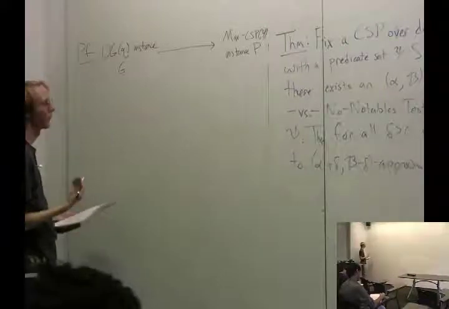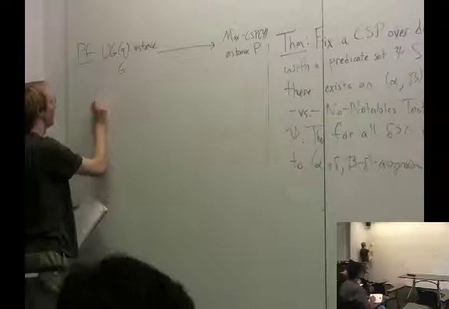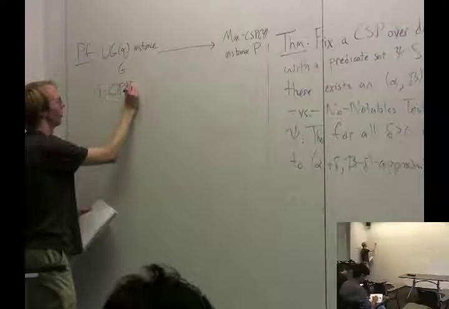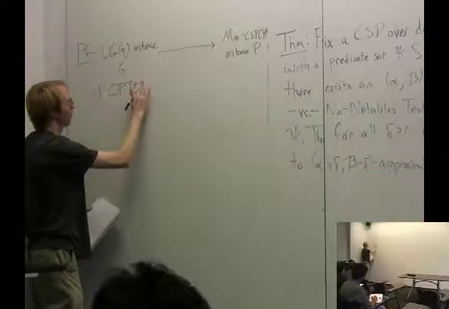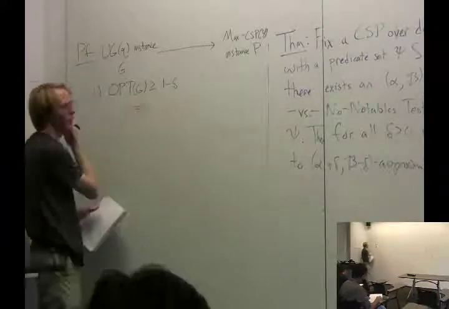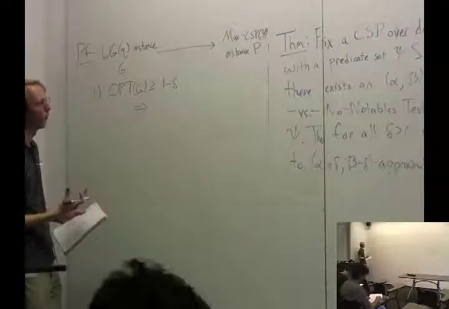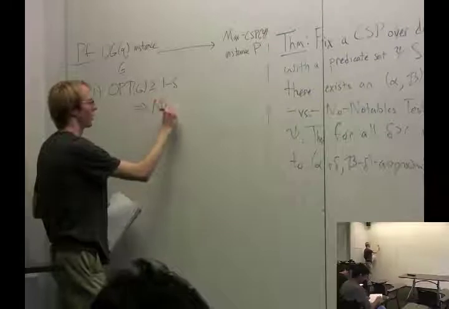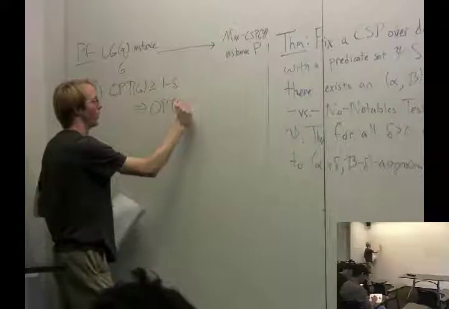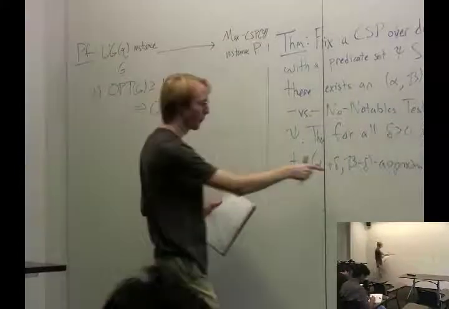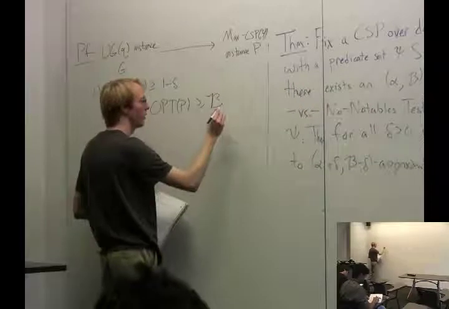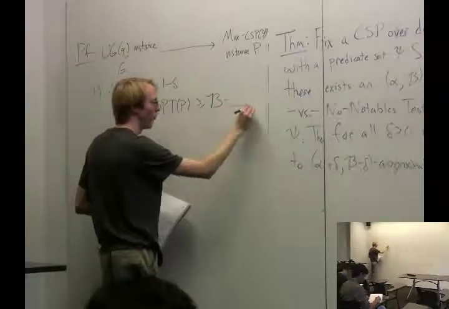And what we want for this to work is a couple of properties. If our unique games instance has a high optimal value, so if we're in the case when the optimal value is at least 1 minus delta, then it should be the case that we can also get a high value for the max CSP instance, opt of P. And what value are we shooting for? Well, we're shooting for this beta. You remember beta here is bigger than alpha. So we're going to want something like beta, and then eventually we're going to get minus something small.